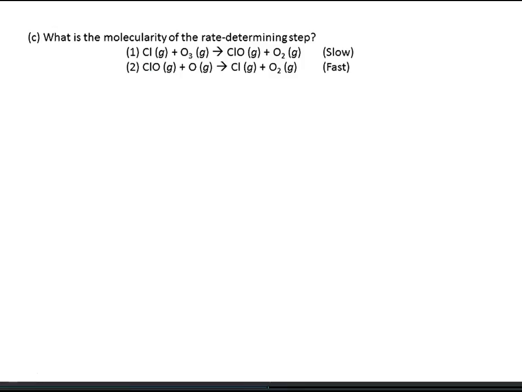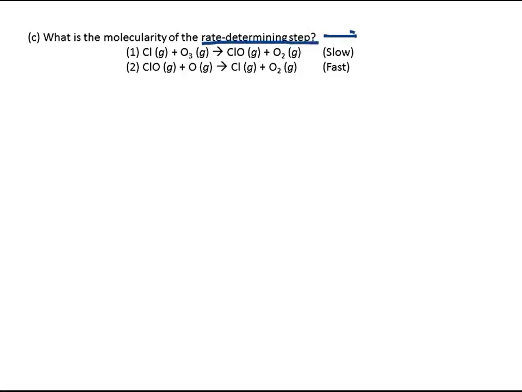What is the molecularity of the rate determining step? Now we need to start with what the rate determining step means. That is always the slowest step in the mechanism. By definition, the slowest step is the one that determines the overall rate. That means we could write the rate law strictly from the molecularity of that step, the stoichiometry of the rate determining step. So our rate determining step is step number 1, which is the slow step.